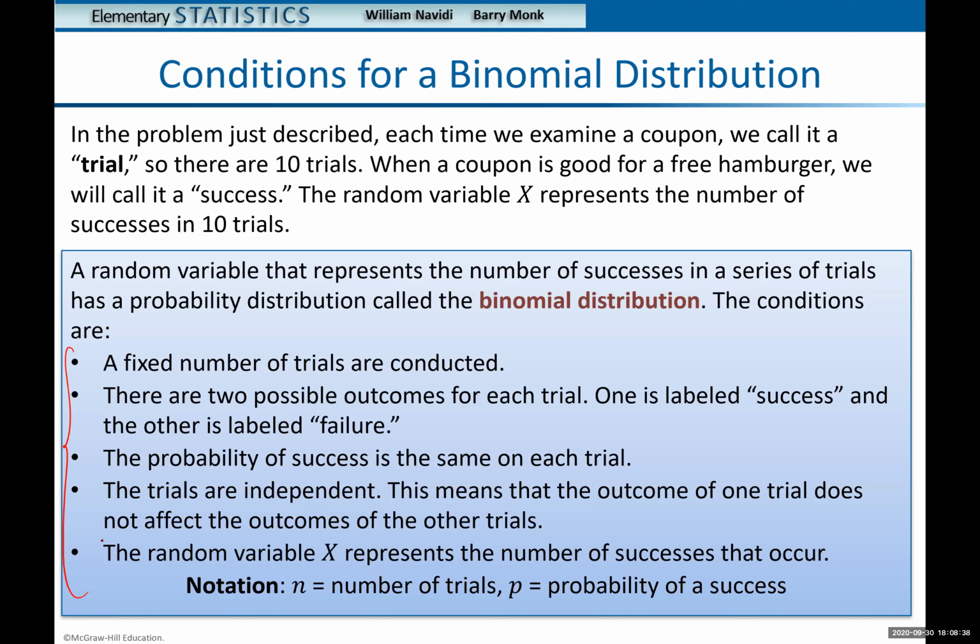So if you need to copy this, copy. A fixed number of trials are conducted. There are two possible outcomes, success and failure. The probability of success is the same on each trial. All the trials are independent. And the random variable X represents the number of successes that occur. So take note of those notations. N is the number of trials and P is the probability of a success.